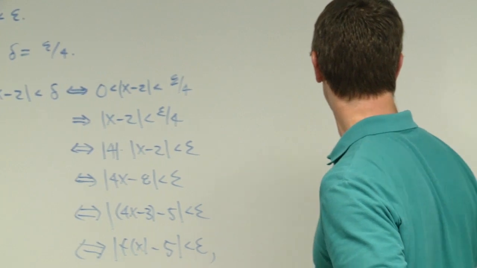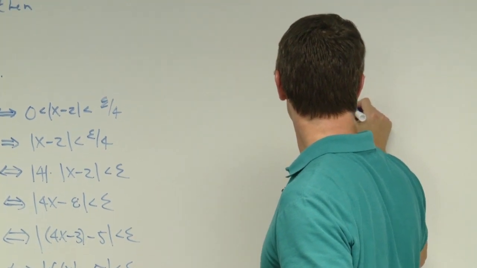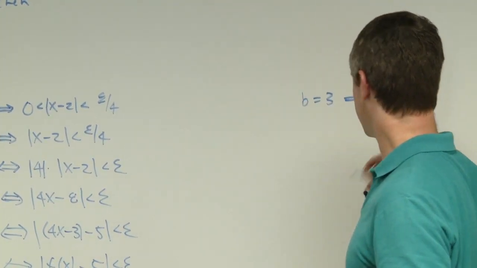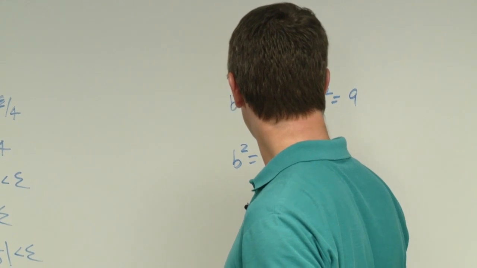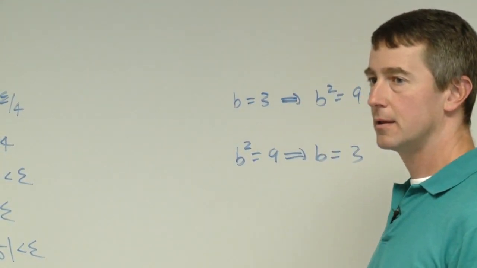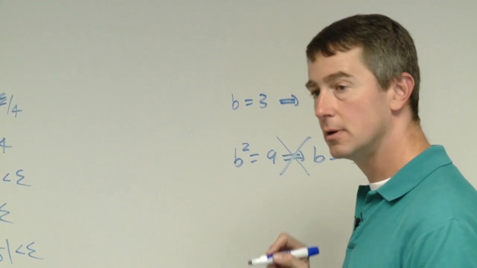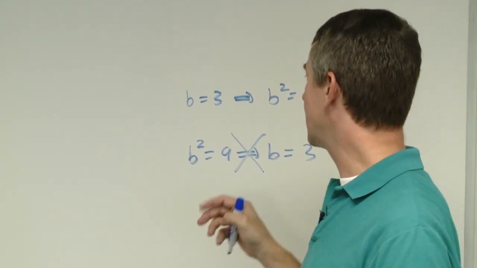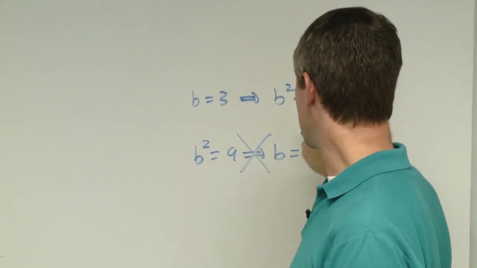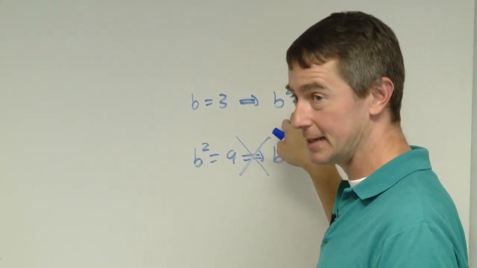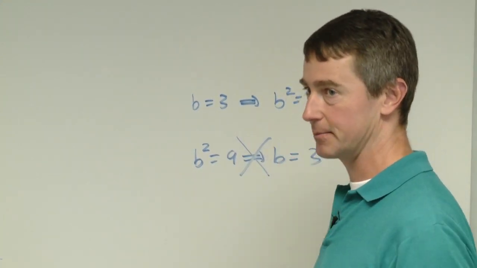So for example, I could have some statement like b equals 3 implies b squared equals 9. That statement is true, right? But is it also true to say that if b squared equals 9, then b has to be 3? No, because here b could also be negative 3. So this statement is not true. So a one-sided arrow means that whenever the first one is true, the second one is also true. But the second one could be true even when the first isn't. In this case, b squared could be 9, even though b is not 3. B could be negative 3, and that would also make this statement true, right?